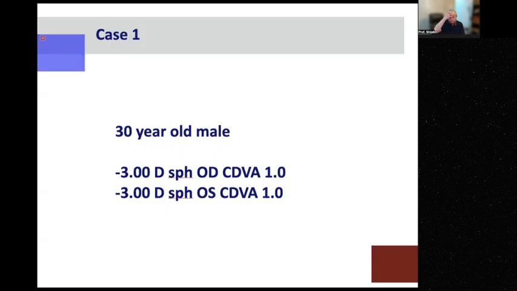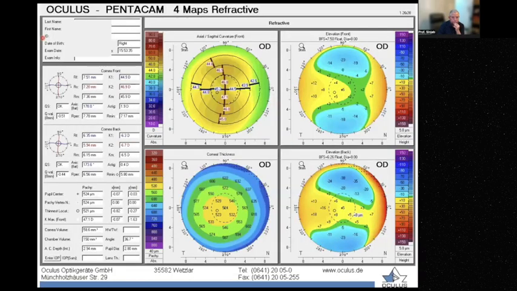Okay, case number 1. We have a patient who is a 30-year-old male. He has -3 diopter sphere in both eyes, and the best corrected visual acuity is 20/20. Now, this is the topography of the patient. We can see the right eye.